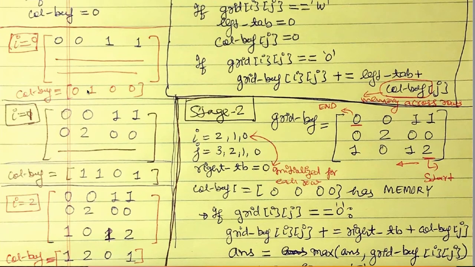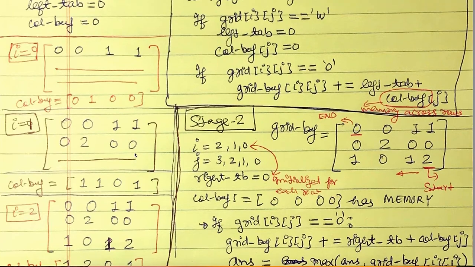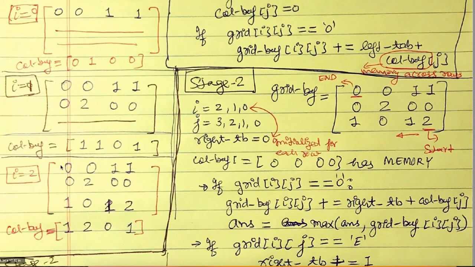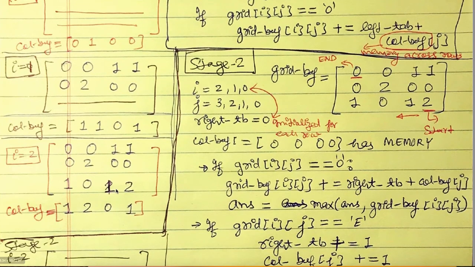So column buffer becomes 1 for the fourth column. Column buffer initially was 0 1 0 0 after the first iteration. In the second we add 1 to this one and it becomes 1 1 0 1. And now we will go to the third row, and the left tab will be reset. However, we will remember the value of column buffer. So column buffer from the second row is 1101, and this will be used for updating values in the third row. So we copy the first two rows of the grid buffer as they are, 0011 0200.